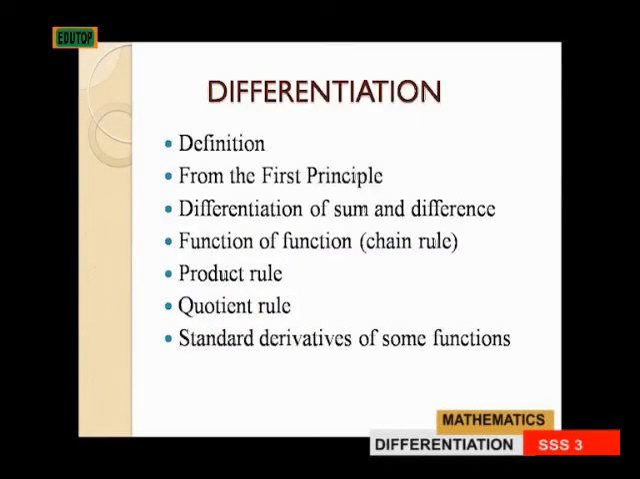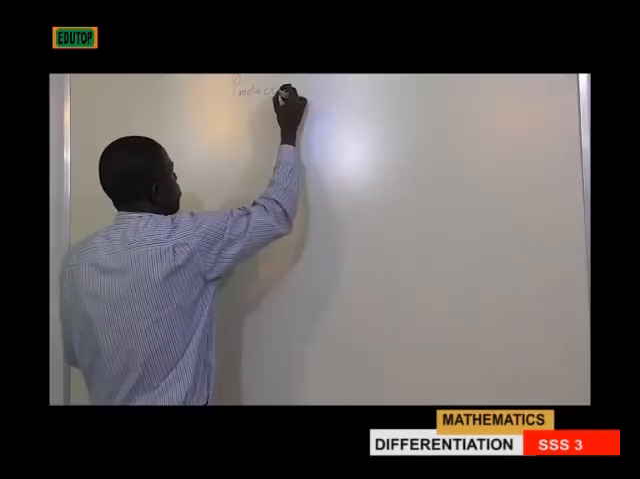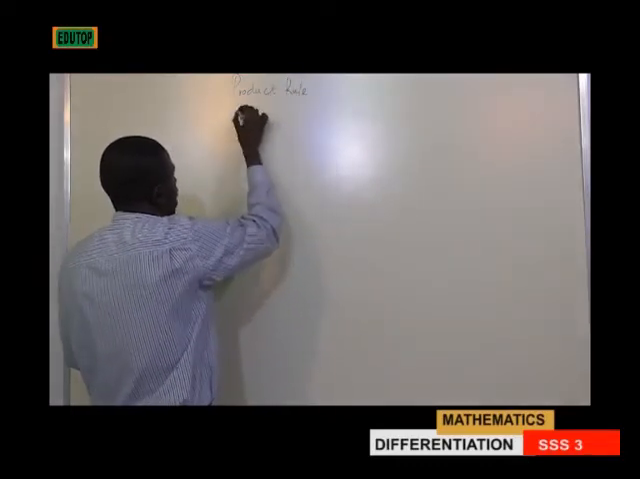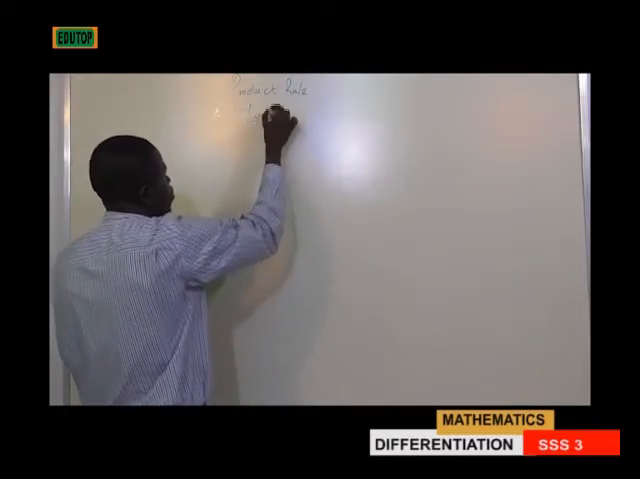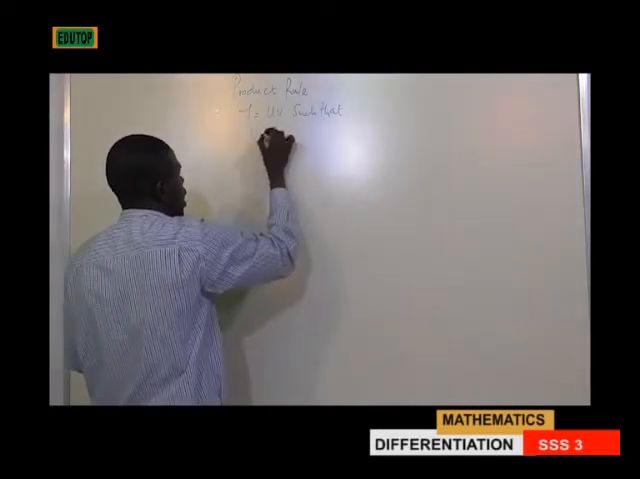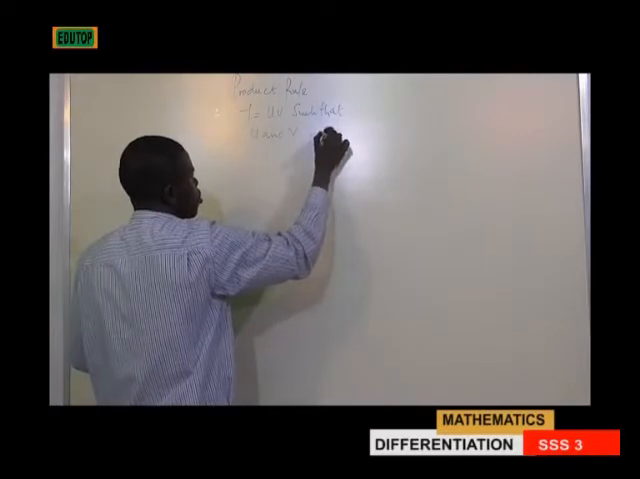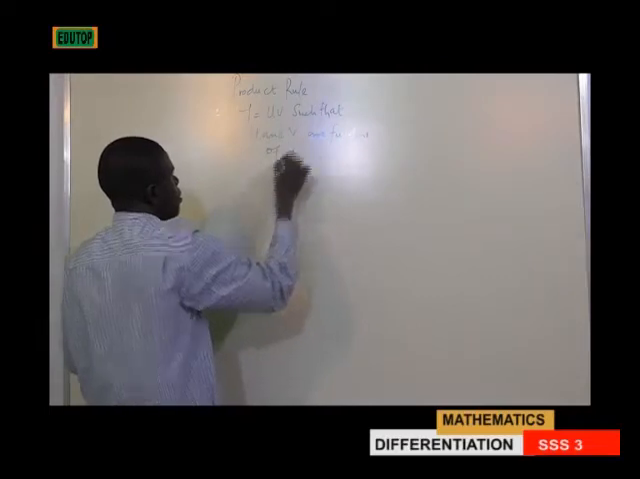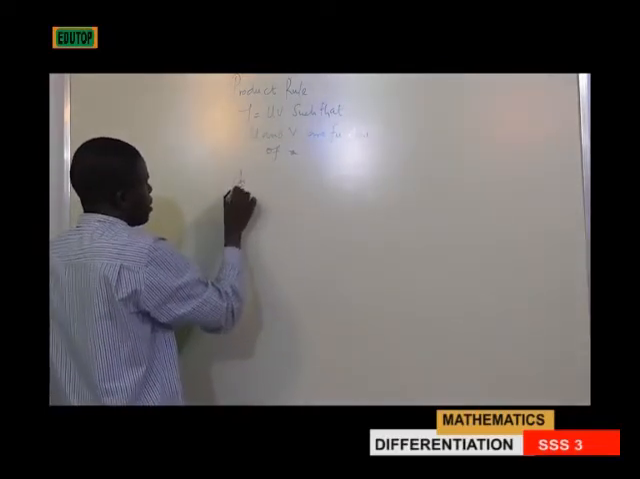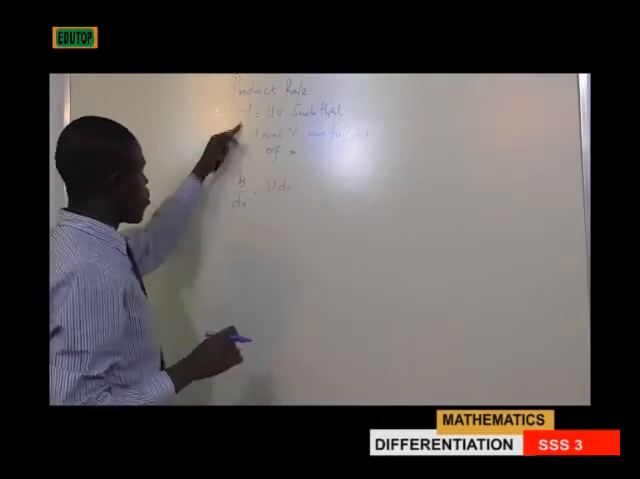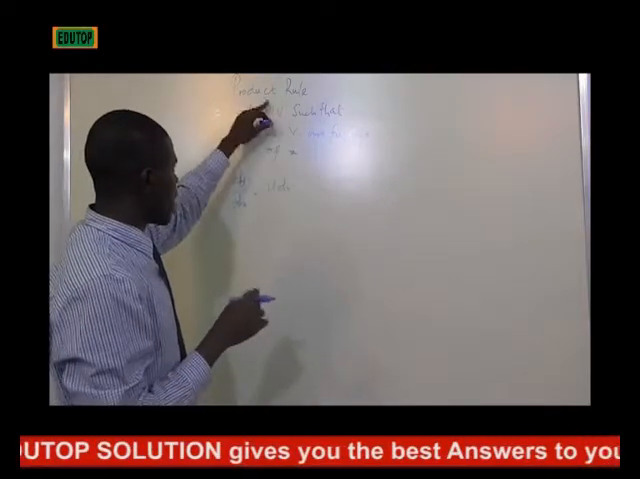Product rule. In product rule, we are considering product of functions. So if y is equal to uv such that u and v are functions of x, then we can say dy/dx is equal to u dv. That means for dy/dx, we close this and differentiate this.